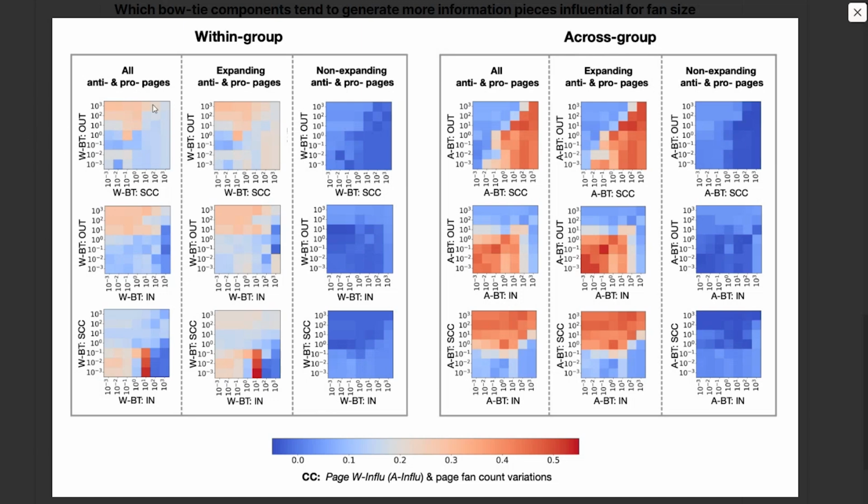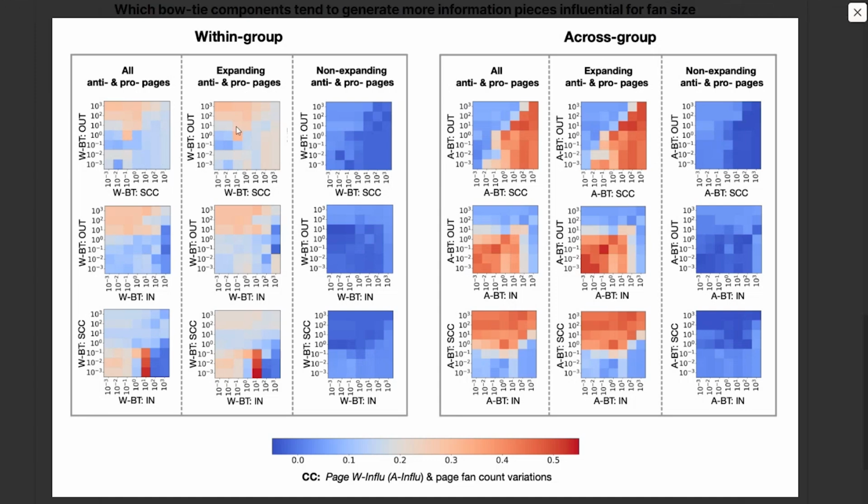For each panel here, you can see there's a square, and the x-axis and y-axis represent the probabilities, or the tendency, of it generating information pieces, compared with what happens in the remaining bow tie components that are not involved in these two axes. So this is the case for the cross-group panels. The main conclusion is that the patterns when you compare the within group and the cross group are different.